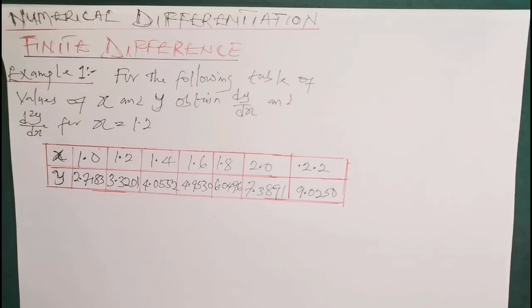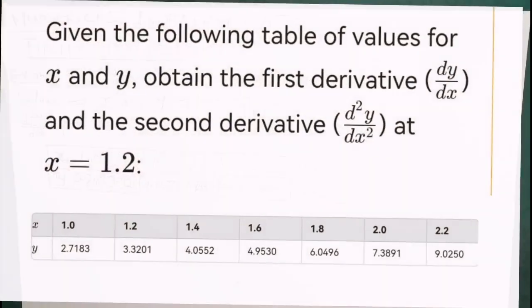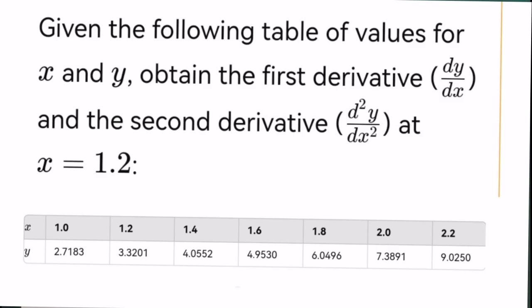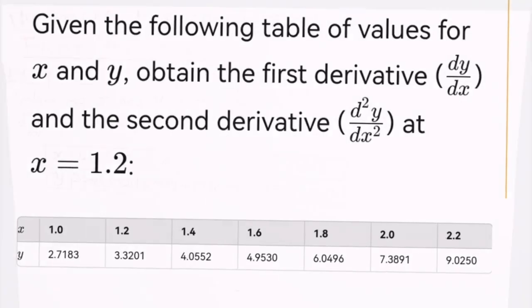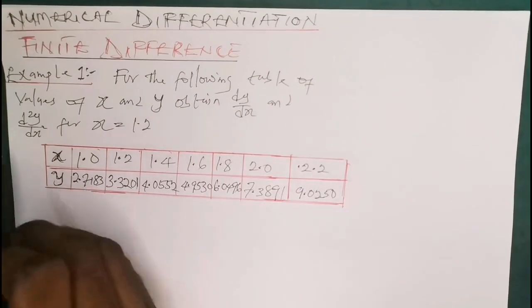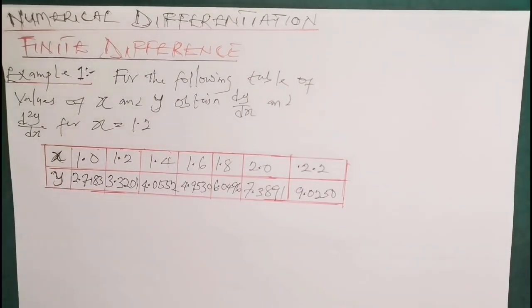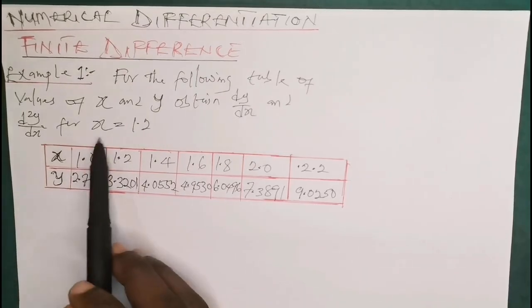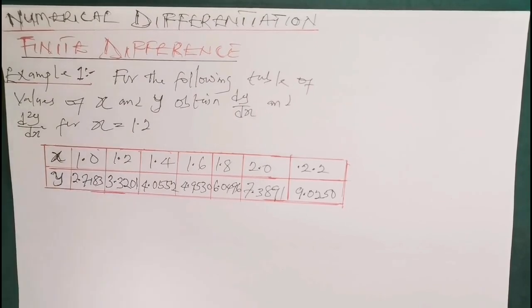So in this video, we're going to be considering this question, and it says, for the following table of values of x and y, obtain dy/dx and d squared y/dx squared for x equals 1.2. So basically we are asked to find the first derivative and second derivative approximation for this given table of values. Now we're asked to do this when x is equal to 1.2.